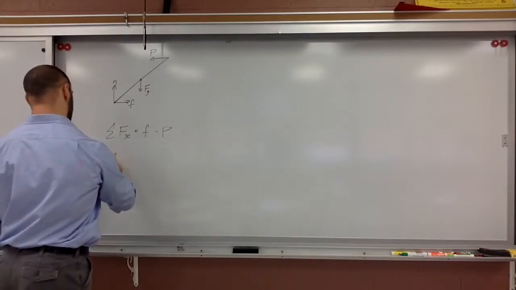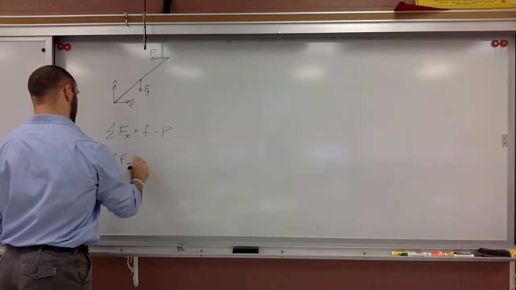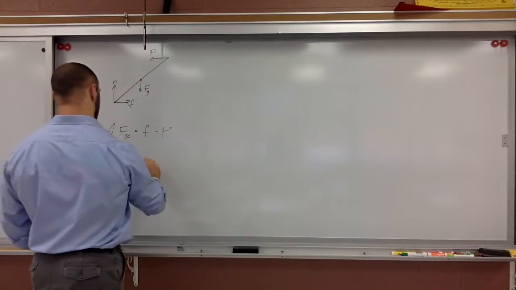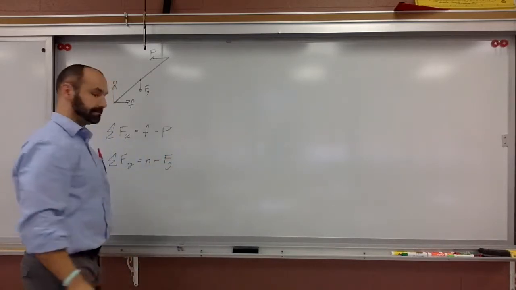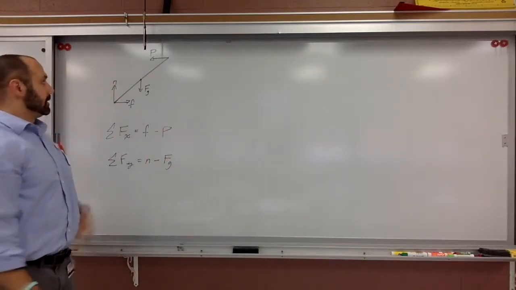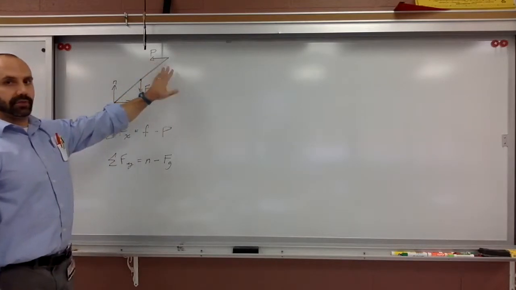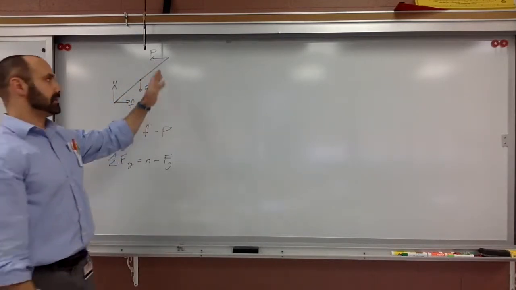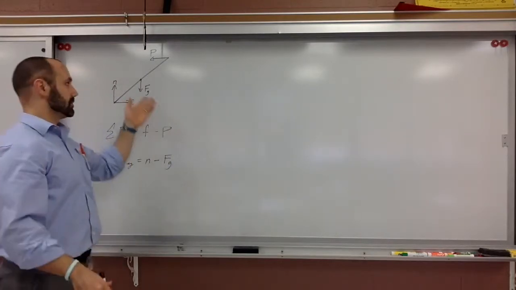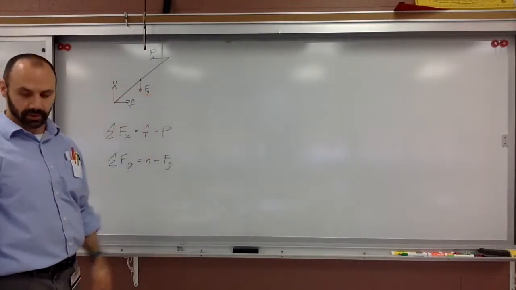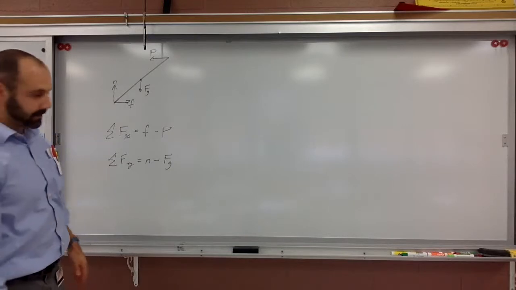So we put those into sigma Fy, and we have the normal force minus Fg. The wall is said to be frictionless. If there was friction, then there might be some vertical forces from the friction on the wall, but there's not, so we're not analyzing that. It simplifies the problem quite a bit to have that.